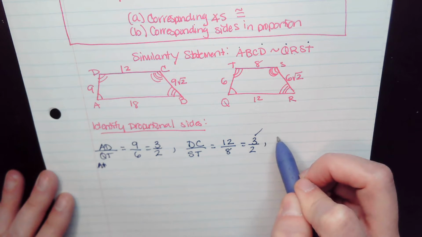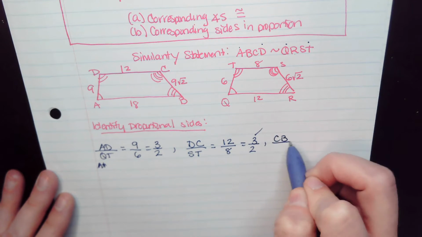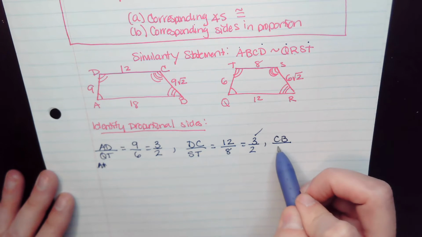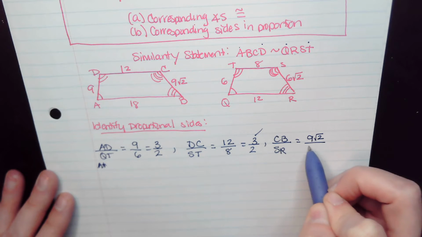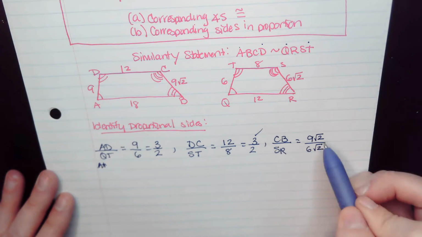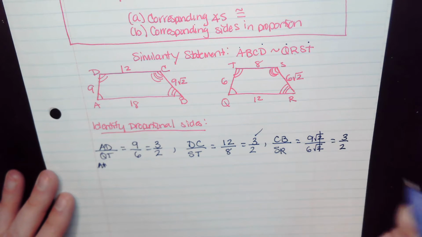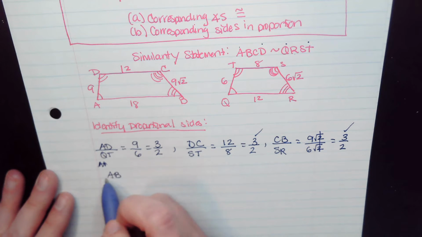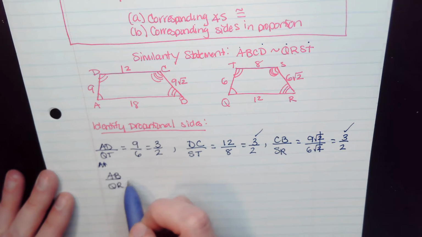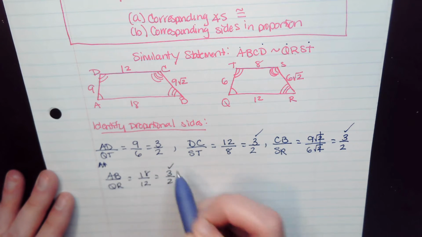Let's check the rest. So let's take CB next, and CB will compare to, CB is the middle two, so SR. CB has a length of 9 rad 2, SR has a length of 6 rad 2. Reduce those, our rad 2 over rad 2, those will cancel out, and 9 over 6 reduces to 3 over 2. Good news there again. And then lastly, we have side AB, which should correspond to side QR. AB is 18, QR is 12, which again reduces to 3 over 2.